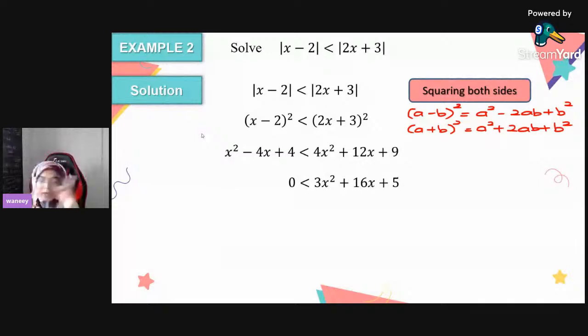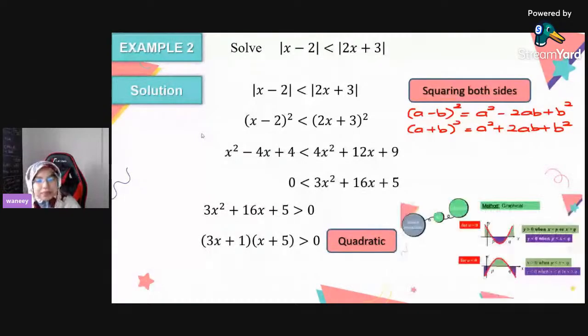And then I flip again to the left. So 3x squared plus 16x plus 5 greater than 0. And then as you can see, the highest power for x is actually x squared. So this is the case for a quadratic. So for the quadratic, we need to factorize completely.